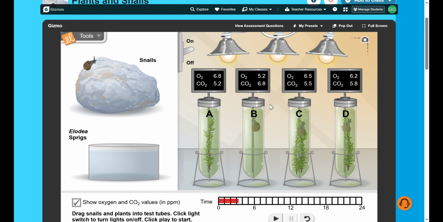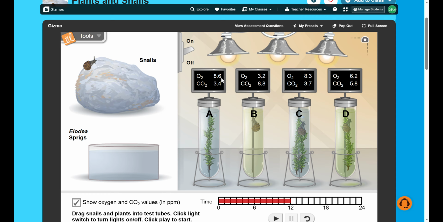We have our sensors here, and when we press play, we'll notice that the 4 test tubes are capped. These are now closed environments, and oxygen and carbon dioxide cannot leave or enter the test tubes. We'll play until 12 hours, and notice that the color of the solution has changed. This test tube with 1 sprig in it is turning blue.